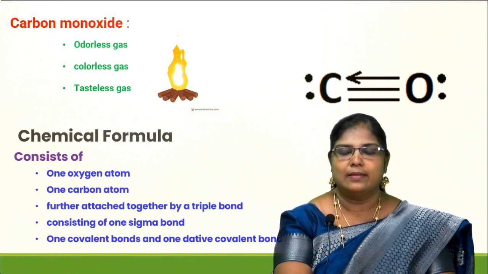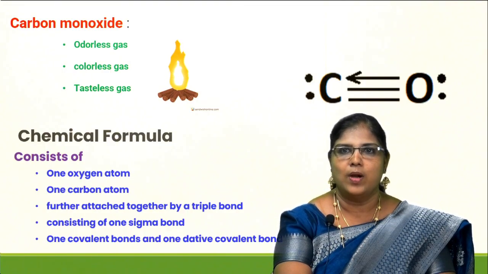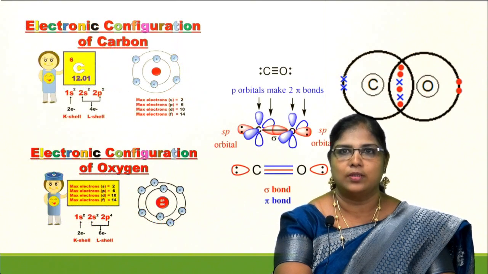The chemical formula of carbon monoxide is CO, and it is an odorless, colorless and tasteless gas. It has one oxygen atom and one carbon atom, attached together with a triple bond. Here one is a sigma bond, one is a covalent bond, and the other one is a dative covalent bond.